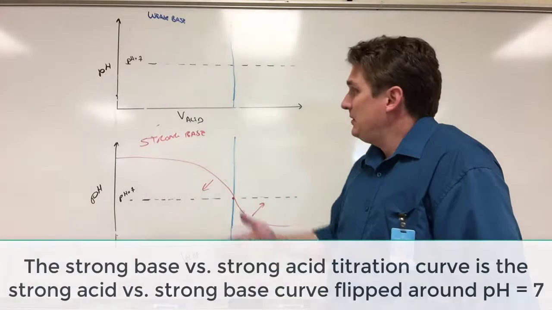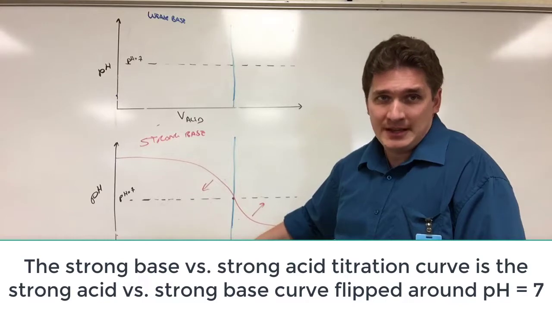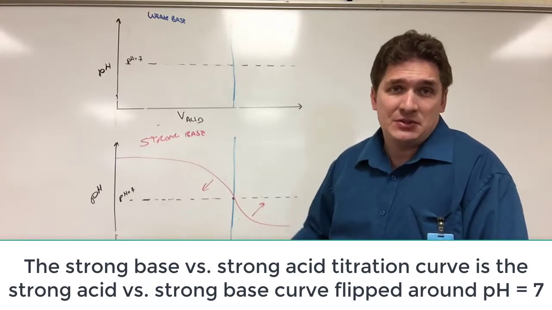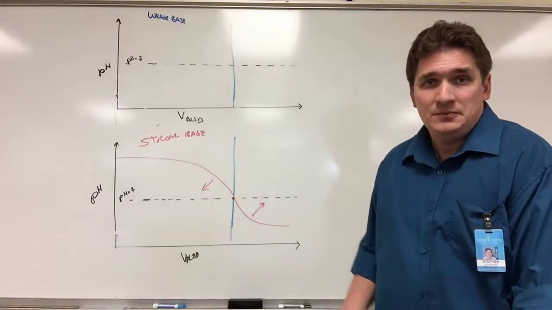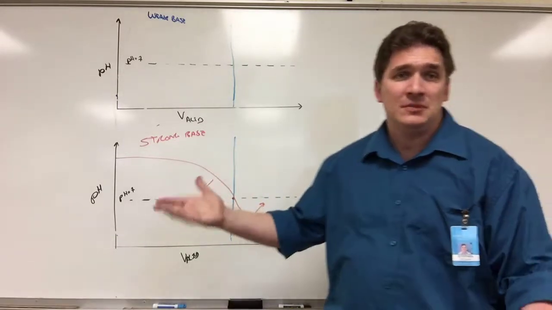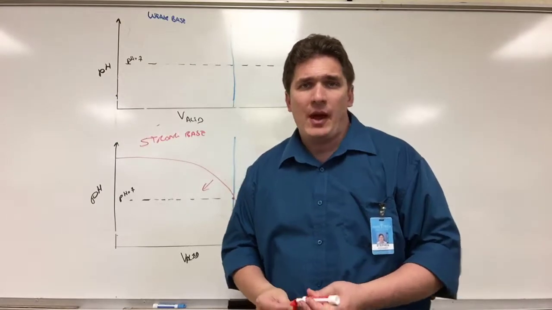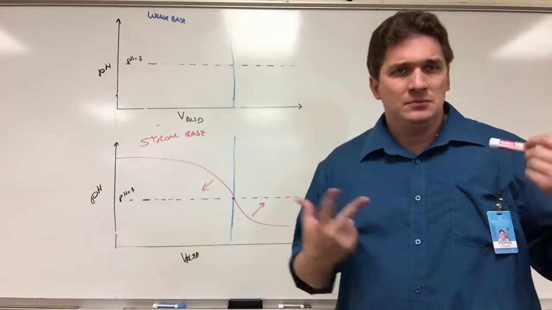Basically, the titration curve of a strong base versus a strong acid is just the titration curve of a strong acid versus a strong base flipped along pH equals 7. So just flip them over from the previous video, and they look exactly the same. So how does this look for a weak base? Do we still see two inflection points?